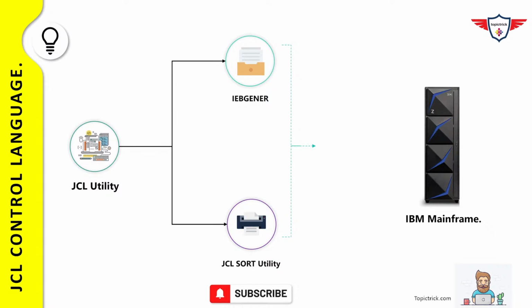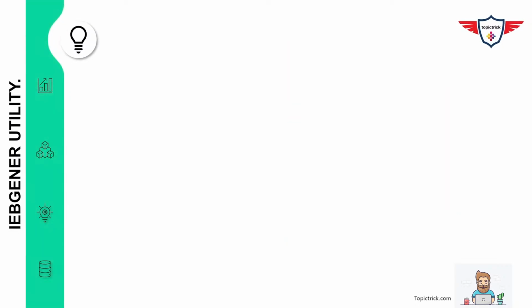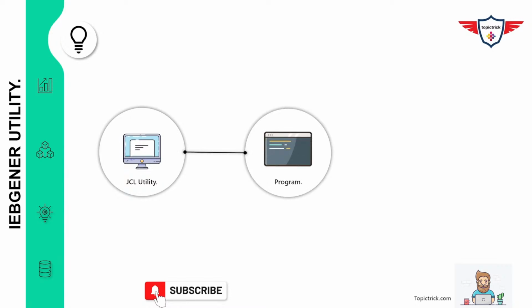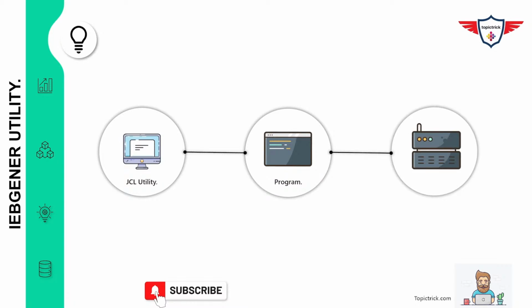So before I start with the IEBGENER utility, let's try to understand what a JCL utility is, or what you understand by the term utility. In layman's terms, mainframe utility programs, or just utilities, are programs that can be used for common data processing functions like copying or printing a dataset. These utilities are supplied with IBM z/OS and are widely used in batch jobs.